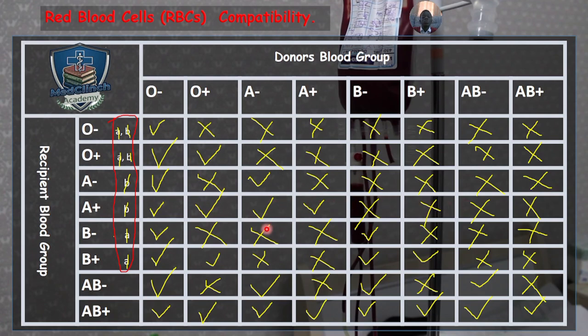Then something that you have to note is that if the recipient is positive, like O positive, A positive, B positive, they can receive blood from a negative donor. But when it comes to negative recipients, they cannot receive blood from a positive donor. So you have to note that difference. I think you can move on.